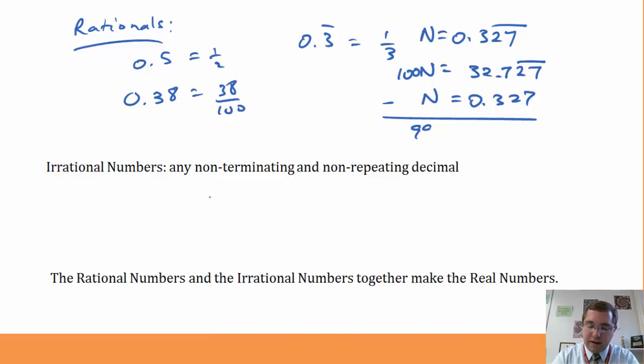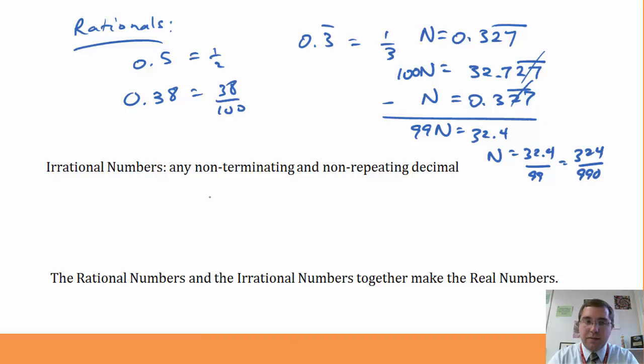I'll get 99n, and that would be 32.4. 7 minus 3 is the 4, and then the 27 repeating is always going to have a 27 below it to cancel out with it. So I just get 32.4. That means n is really just 32.4 divided by 99, which is 324 divided by 990. That I can simplify. That's 18/55.